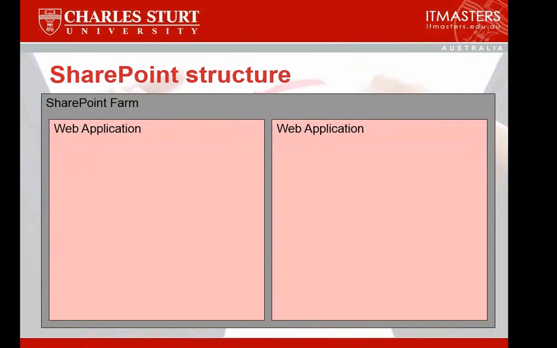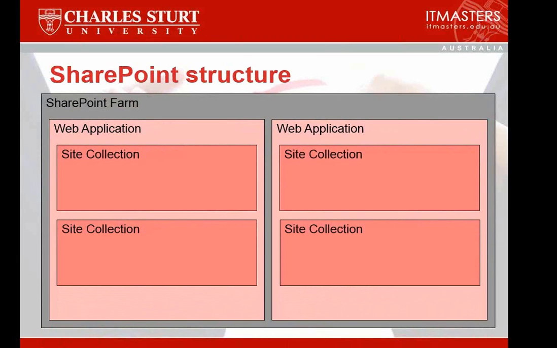Now, within the farm, we can have any number of web applications. So a web application is an individual site that has a URL and it has content under it, and users can browse to it. Our SharePoint farms can have a very large number of web applications or very few, but that's the next object down in our hierarchy here.